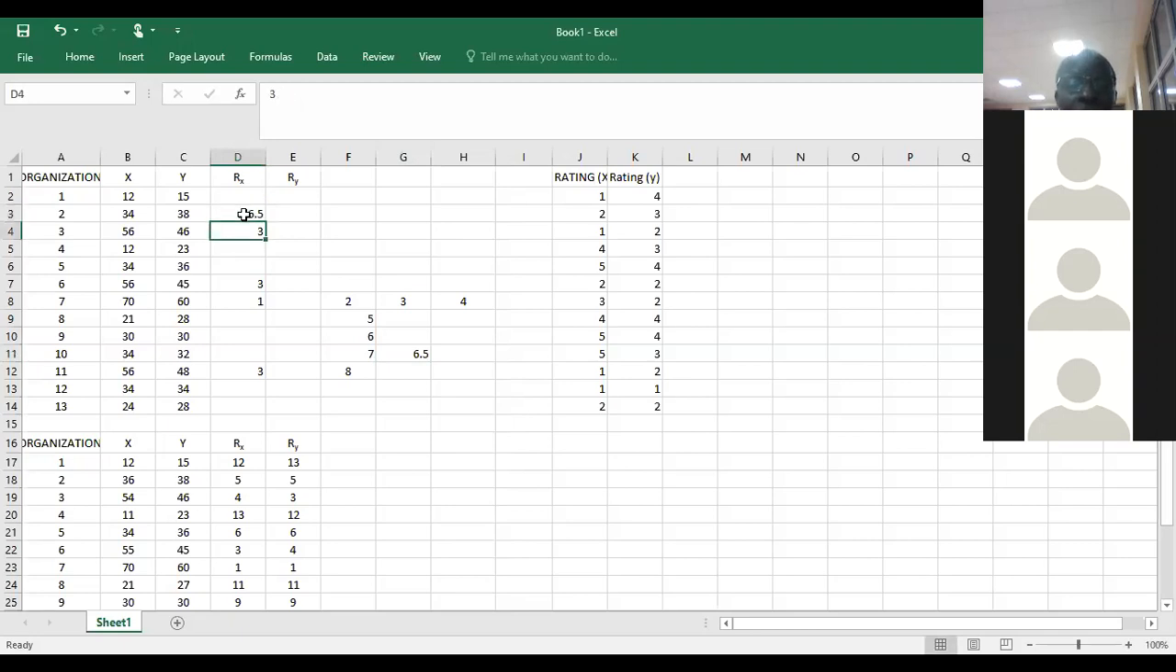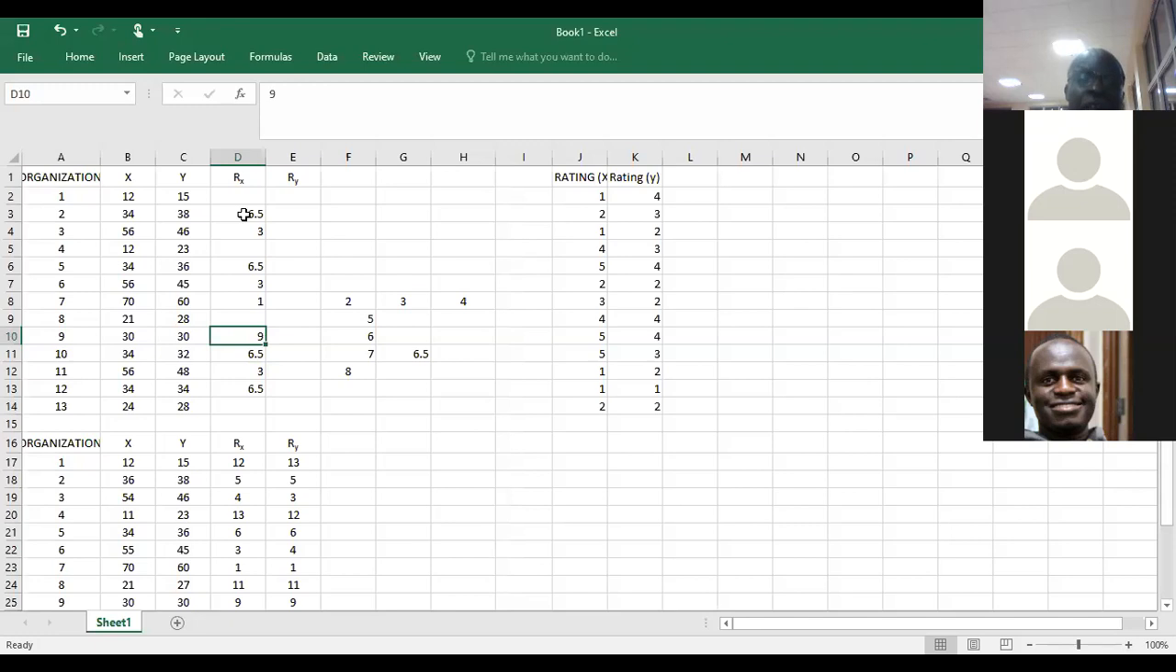Where's the other 34? 6.5. Another 34 is where? 6.5. Next, what's the next highest value? 30. How many are there? 1. Number 9. Next one. How many are there? 1.